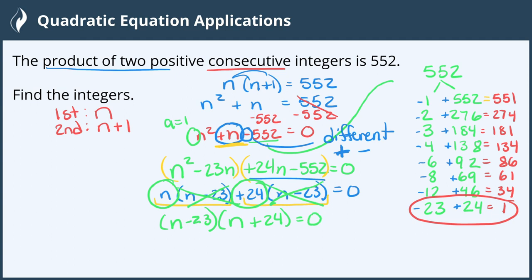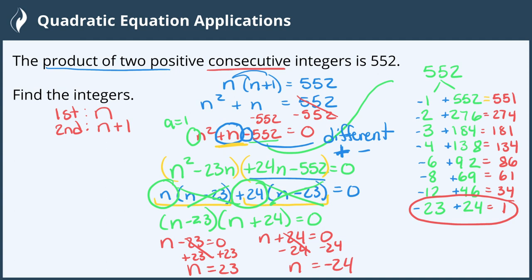Now using the zero product property, we can split this into n minus 23 equals 0 and n plus 24 equals 0. Then we solve for n by adding 23 to both sides here and subtracting 24 from both sides on this one. So we end up with n equals 23 and n equals negative 24. So we have two answers that will make this quadratic equation equal 0.